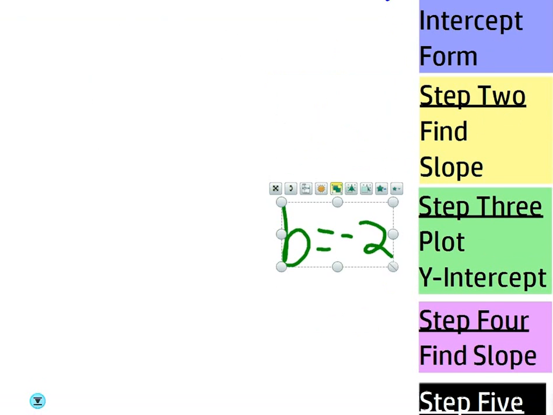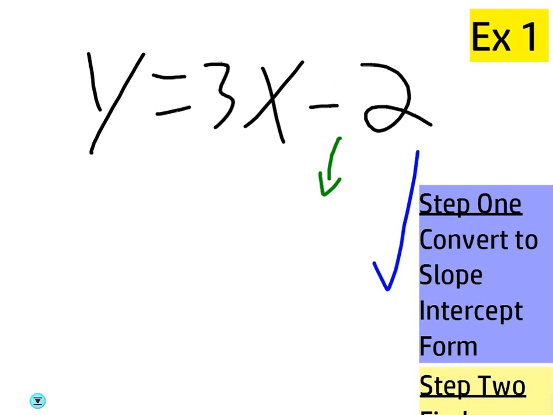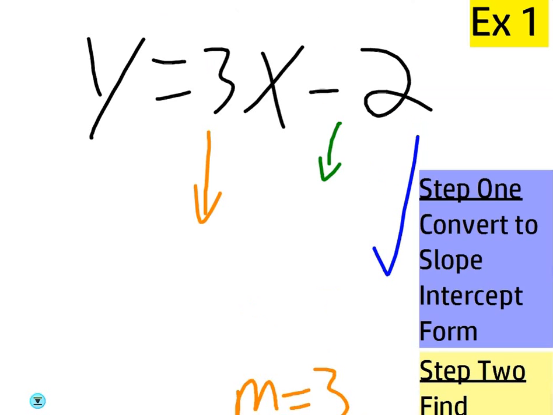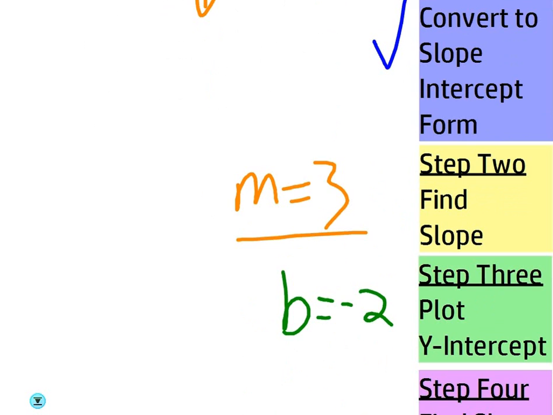Going back then to slope, looking at this equation, what's the slope? Okay, it's the number in front of the x. So for step 2, m is equal to 3. All right, so let's just recap the steps. Convert to slope-intercept form, then you can easily find the slope, and then you can easily find the y-intercept.